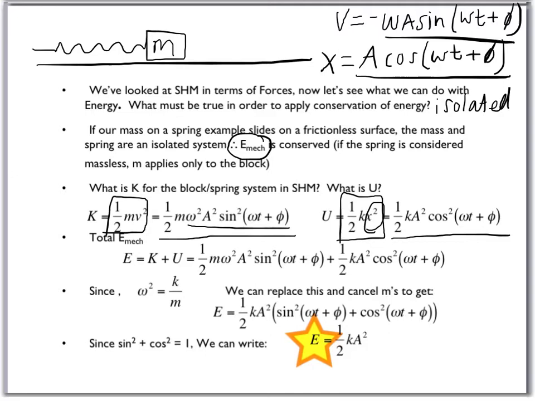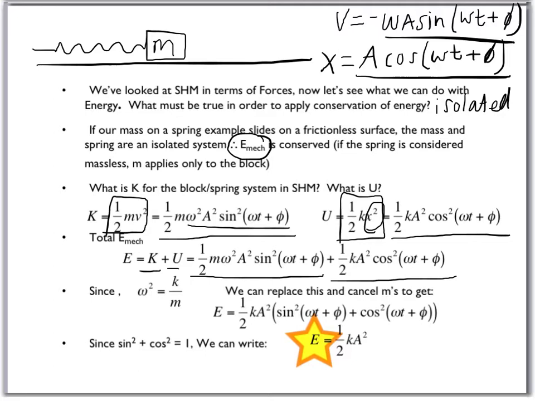So if we wanted to look at the total mechanical energy, we would have to add our kinetic plus our potential. So we've got our kinetic expression here plus our potential expression here. You can see that this is starting to look really, really messy if we want to have an equation for total energy. But hang on for just a minute and you're going to see what happens.